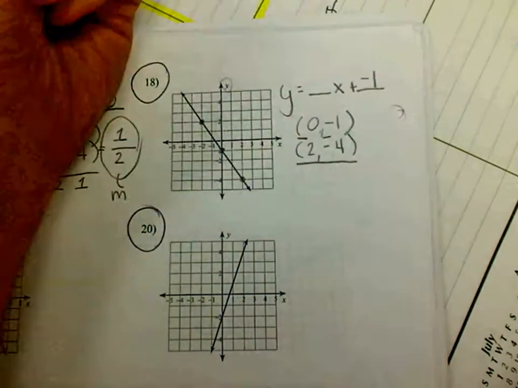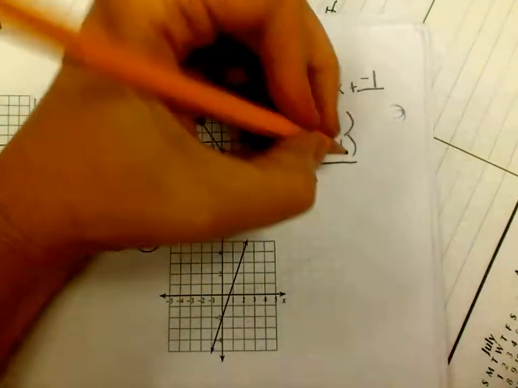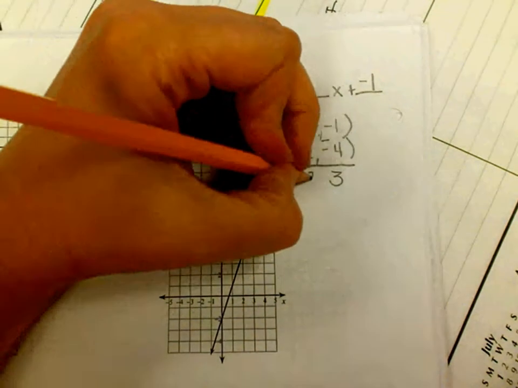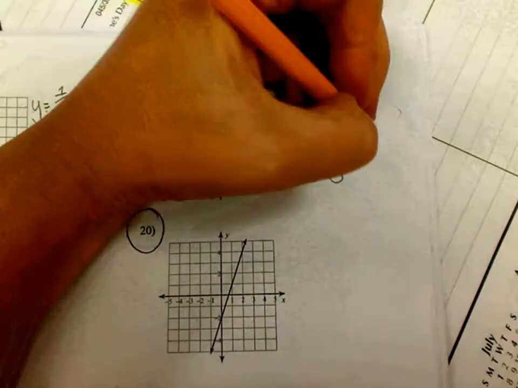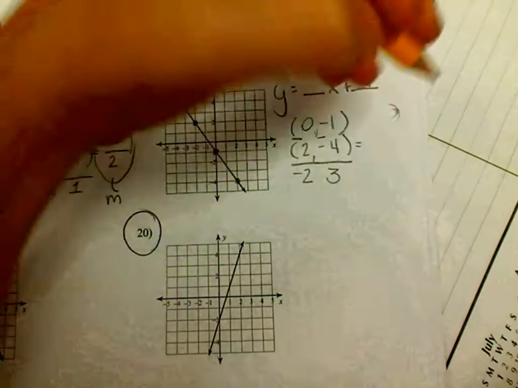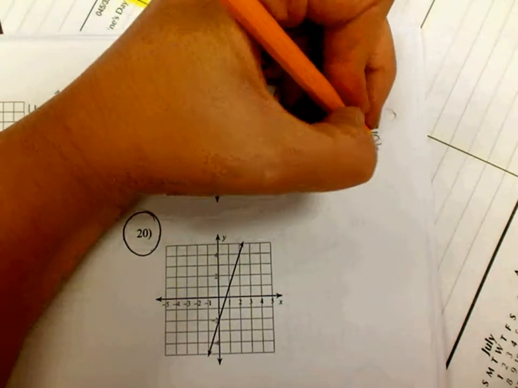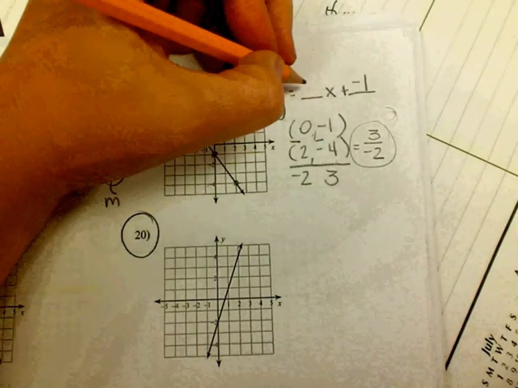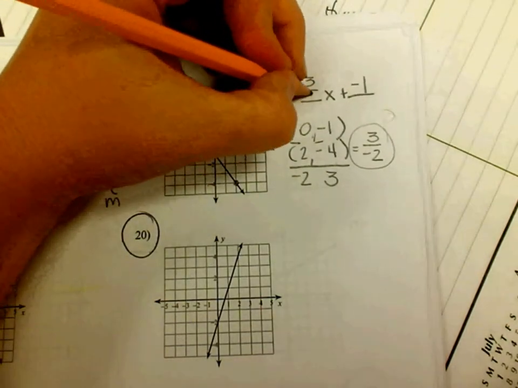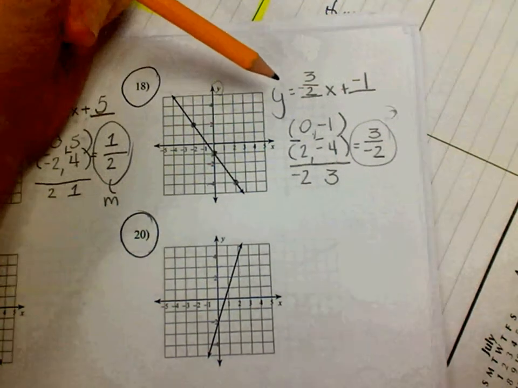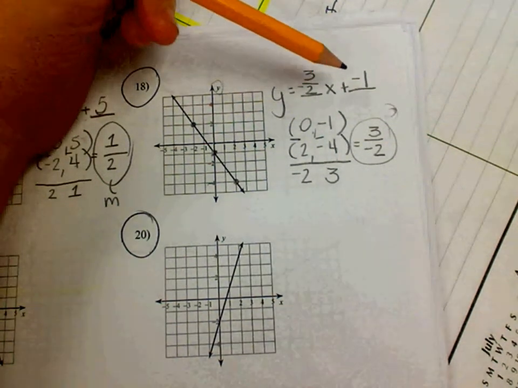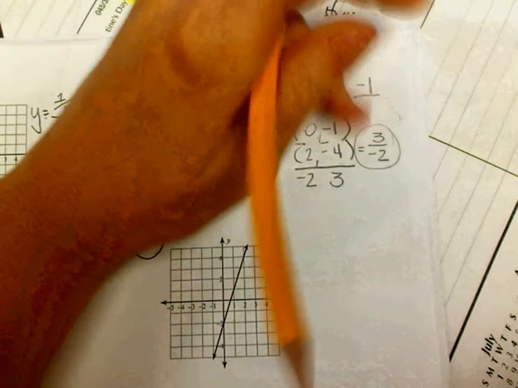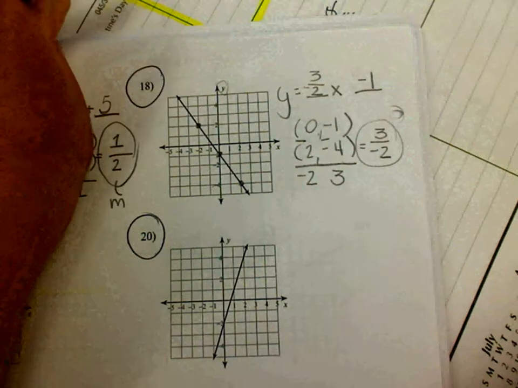Subtract, subtract. -1 minus -4 is +3. And 0 minus 2 is -2. Now I make my fraction. The number on the right goes top, 3 over -2. That fraction is our slope, and it will go in the first blank. So your equation is y equals 3 over -2x plus -1, or you would really not put the plus sign since it's negative, just -1. Okay, moving on.